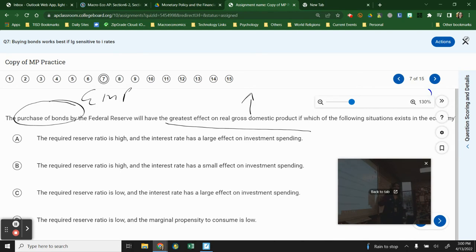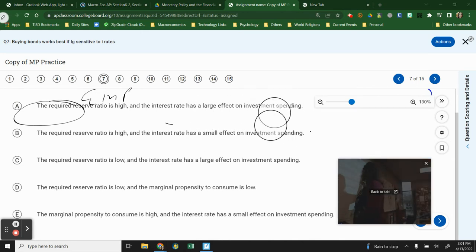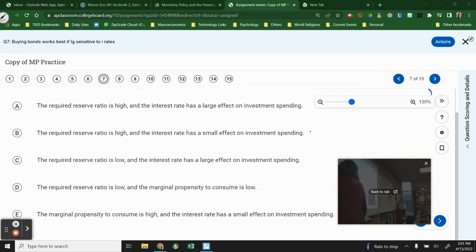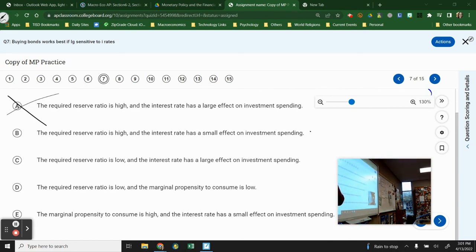It cannot be something that counteracts it. It can't be a one step forward, one step back. It's got to all be in the same direction. So we're looking for more expansionary tools or more contractionary tools? Expansionary, because we're looking for the greatest impact. Okay, so on A, the RRR is high. Yay or nay? Nay, that's contractionary. That'd be one step forward of aggregate demand and one step back. Not great impact. So B is also wrong.